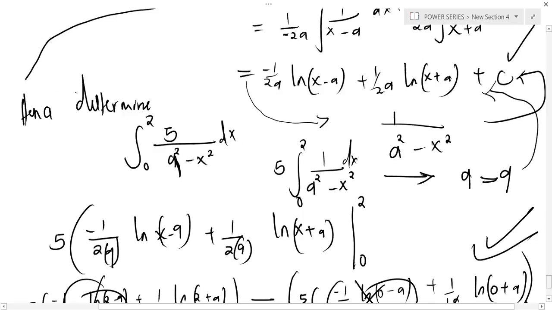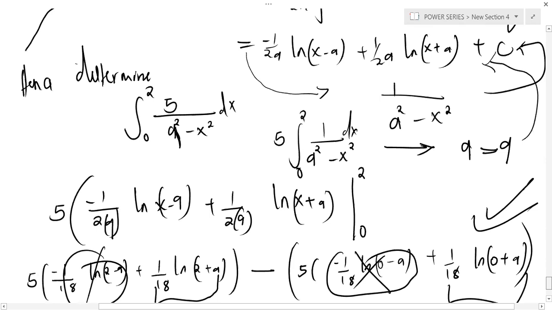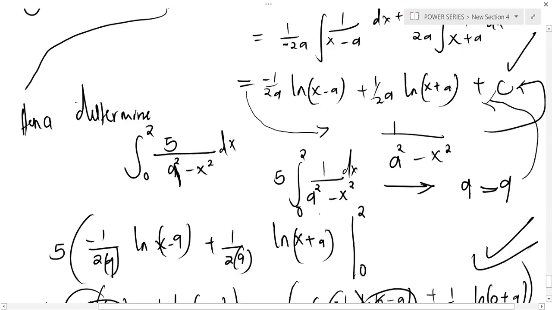So that is for the second part. Hence, determine the integral from 0 to 2 of 5 over 9 squared minus x squared dx. We've just identified what our a is with respect to the initial question that we were given. This was the initial question, and this was the answer that we got. So if we relate, what we've done is take 5 outside, then identify your a.